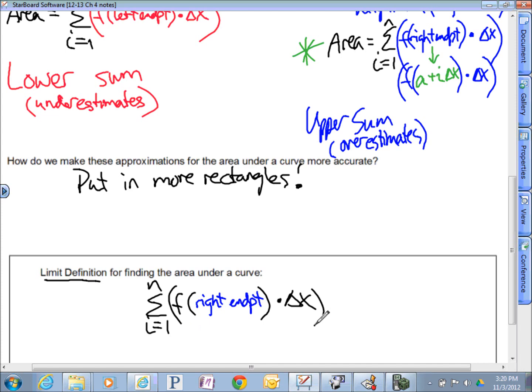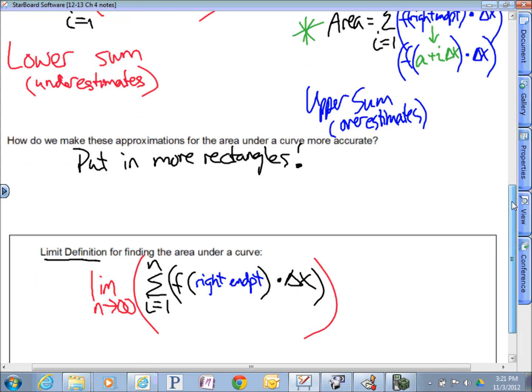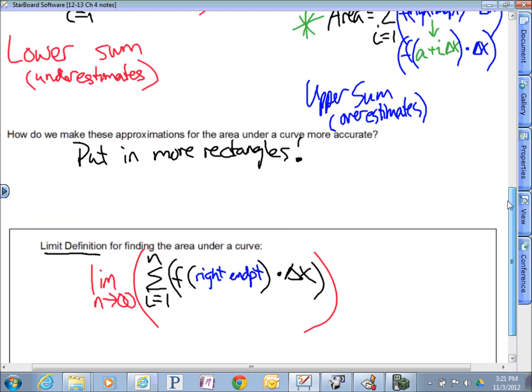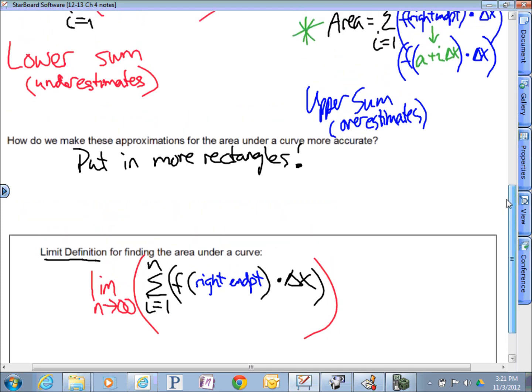Well, that'll get us an area. Is it going to be accurate? It'll be better if we put in more rectangles. The way we make it most accurate is we take the limit as the number of rectangles becomes infinite. Limit definition for area under a curve. And oh my gosh, that looks like it's going to be tough. And I will tell you, it's going to frustrate you a little bit. Why? Because there's a lot of pieces.